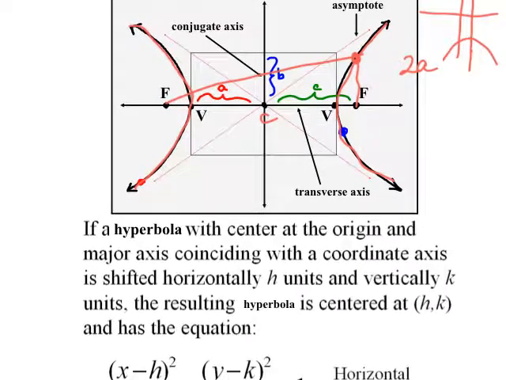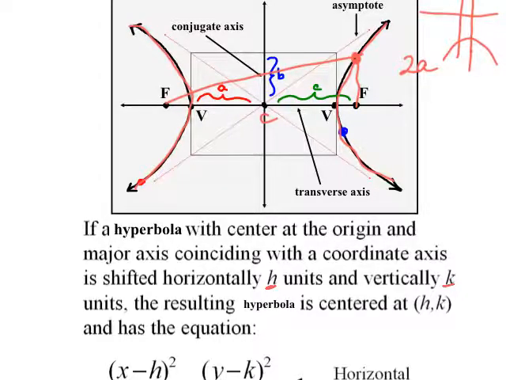Actually, I want to keep the picture on there. So you can see now a hyperbola with center at the origin and major axis coinciding with the coordinate axis is shifting horizontally h units and vertically k units. So the center, once again, is at the point (h, k).